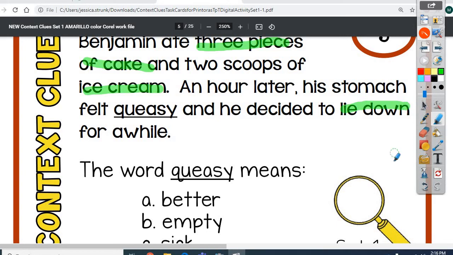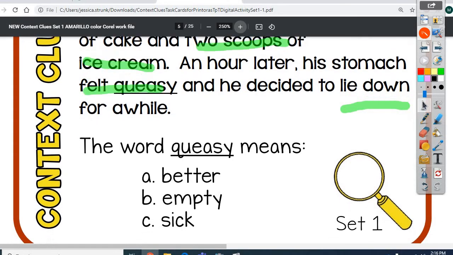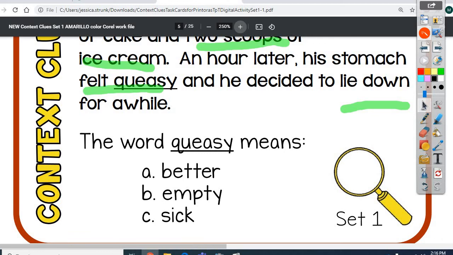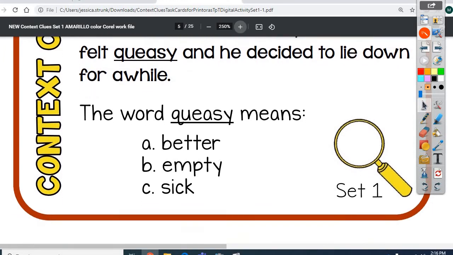Do you think if he ate all that food and then he had to lie down, queasy means better, empty, or sick? Yeah, his stomach felt sick. He felt sick. So anytime you say, I feel queasy, it means you feel like you're going to be sick. Very good. Alright, I'm going to give you just a few to try on your own right now. And then tomorrow we will go over them and see how you did. So you'll write these down like on your board or your piece of paper. That'll be fine. And you'll turn them into me that way.